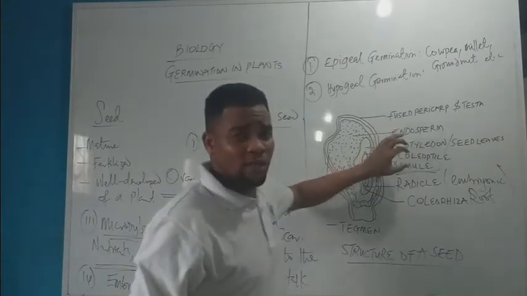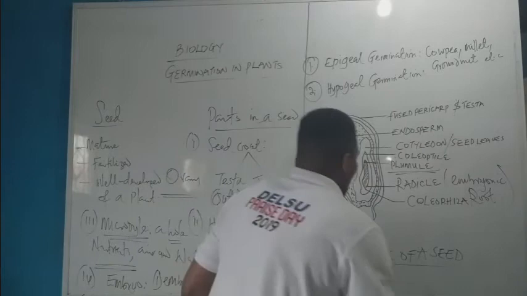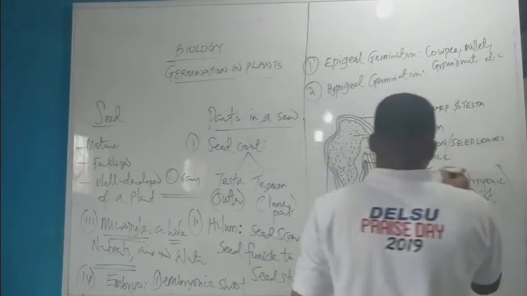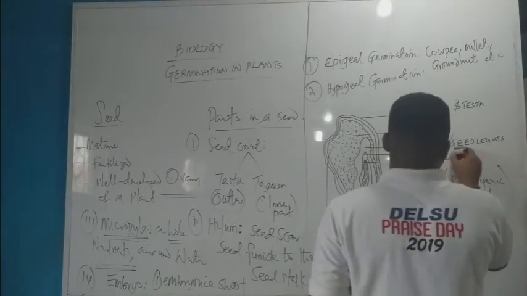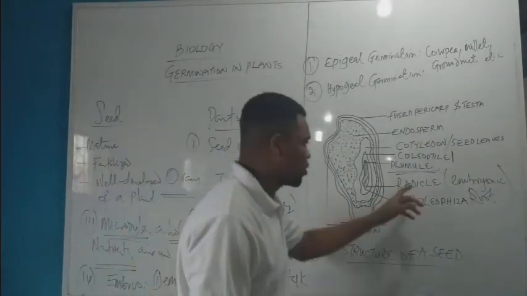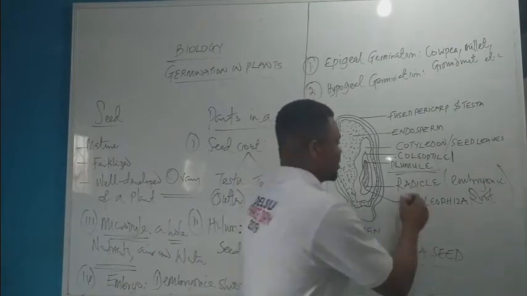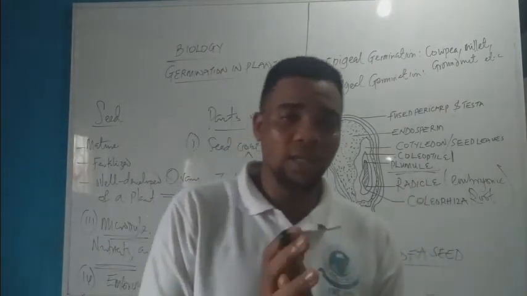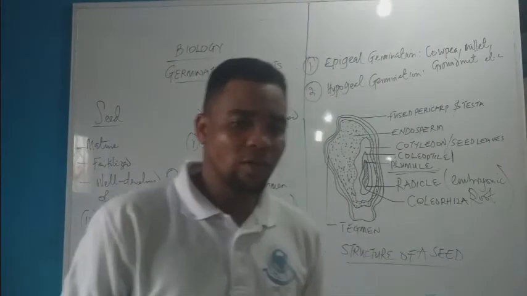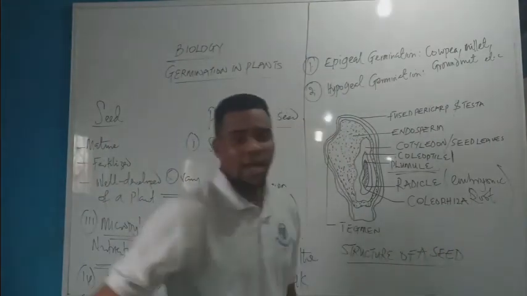Now, look at it very well. The plumule, known as what? The embryonic shoot, is protected by what? The coleoptile. The coleoptile protects the what? The plumule. While the coleorhiza protects what? The radicle. So the radicle, which is the embryonic root, is protected by the what? The coleorhiza. Do you understand?